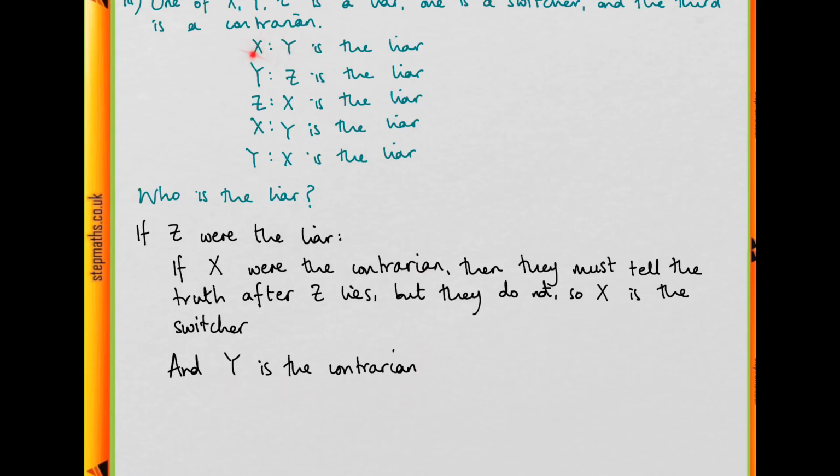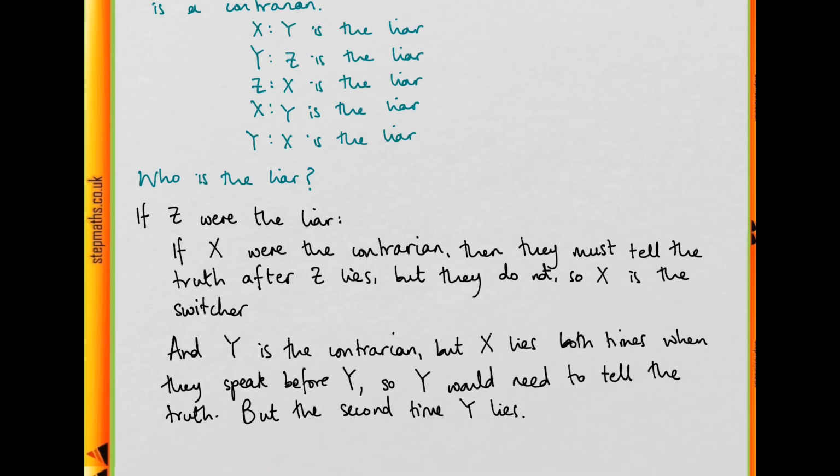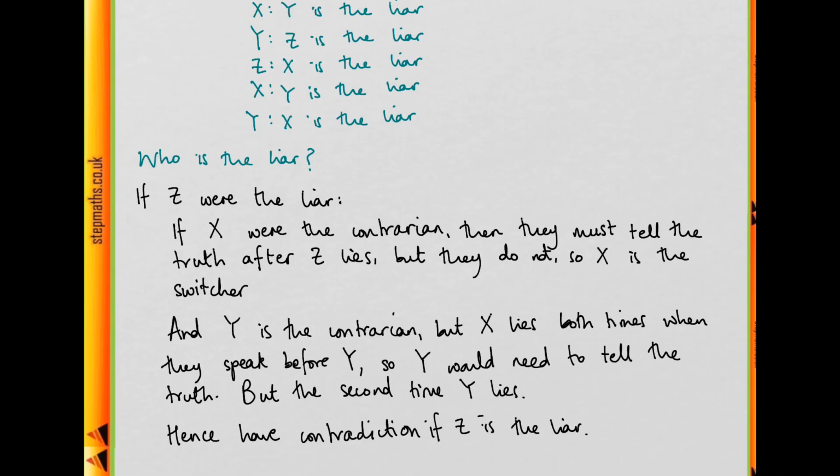But we see that X tells a lie both times, right? Both times they lie and say Y is the liar. And so Y, speaking after a lie, would have to tell the truth both times. But we see that this second time they tell a lie. And so we end up with a contradiction if Z is the liar. So we know that Z can't be the liar. It must be one of the other two.